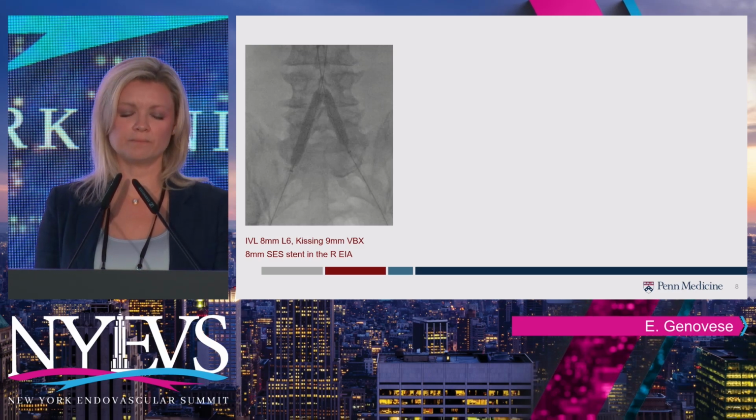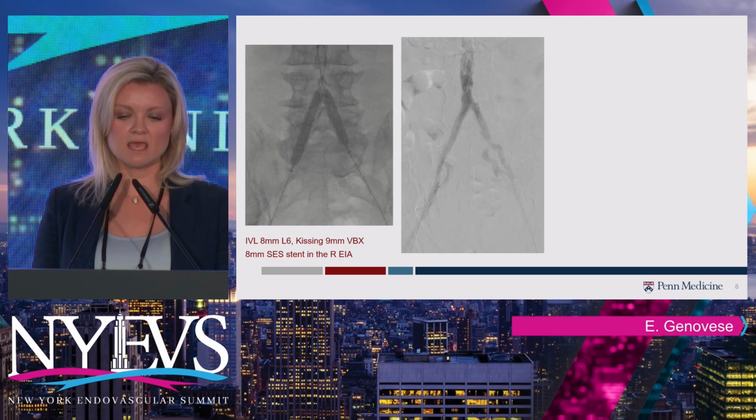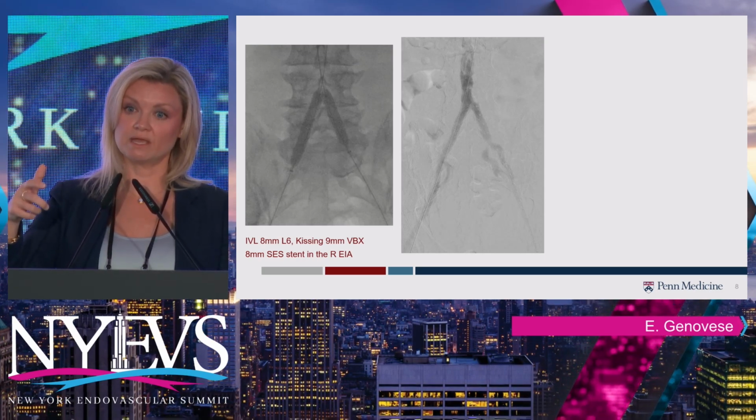Ultimately I used bilateral VBXs to build up a little bit into that bifurcation. And then on the right side, I used a self-expanding stent in order to preserve the hypogastric artery.